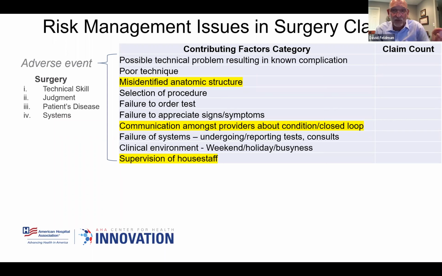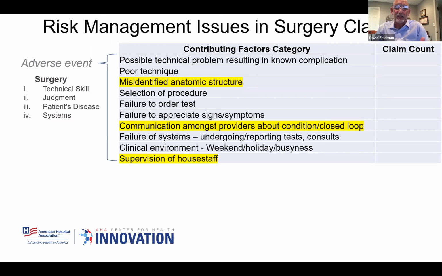And I've highlighted for you the ones that may have some problems with teamwork. A misidentified anatomic structure. Surgeon's not operating alone. Where are the assistants, the scrub nurse? Do they see an anatomic structure that's misidentified? There's opportunities here. And then just flat out communication between providers about a condition, closed loop communication. These are terms you're all familiar with.